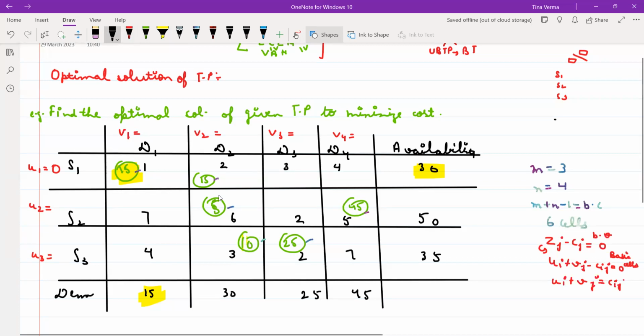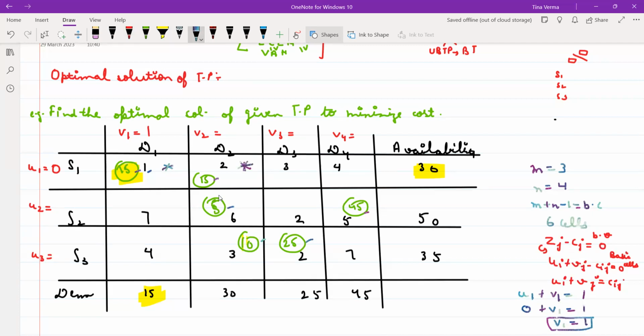You can notice this is my basic cell. For this basic cell, I will have U1 plus V1 equal to Cij, not the assignment, the cost Cij. That will be equal to 1. U1 is 0, so V1 is equal to 1. Similarly, U1 is equal to 0 and this is also a basic cell, so U1 plus V2 equals the cost, which is 2. So 0 plus V2 equals 2, and the value of V2 will be 2.